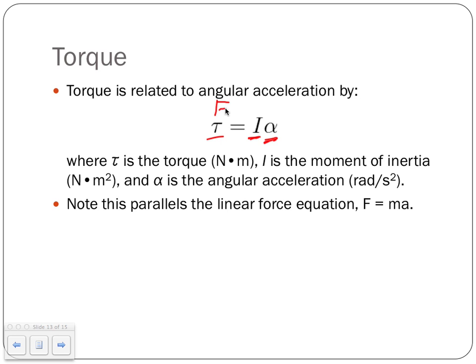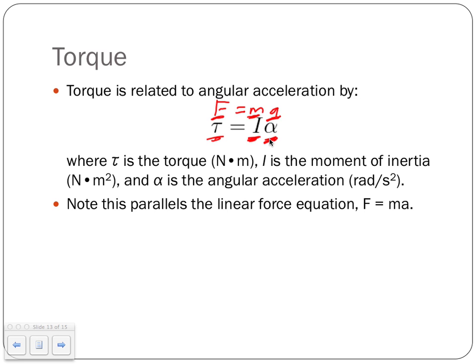Hey, look at this. F equals ma. Tau, which is torque, is like force, the linear version. M is mass; the angular version, the resistance to changing rotation, is the moment of inertia, I. Instead of a linear acceleration, we have angular acceleration. Once again, they're very, very similar in terms of the parallels. So tau is the torque in newton meters, I is the moment of inertia, and alpha is the angular acceleration.